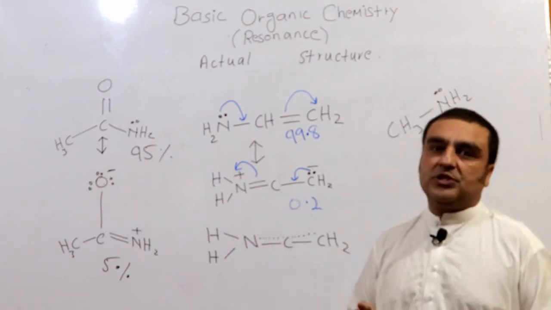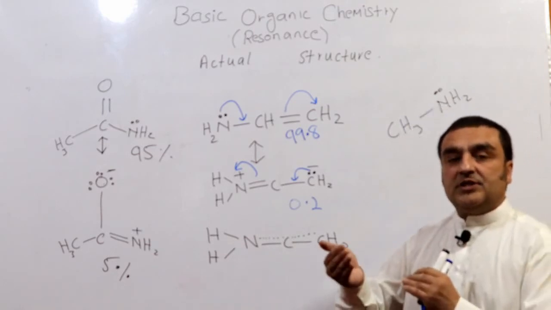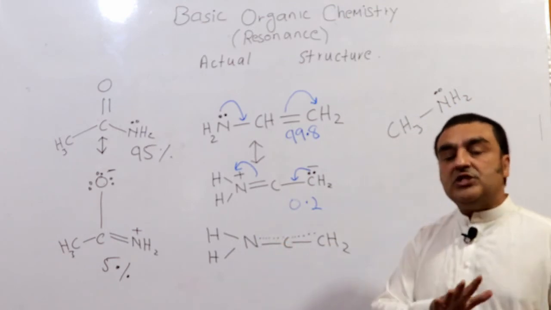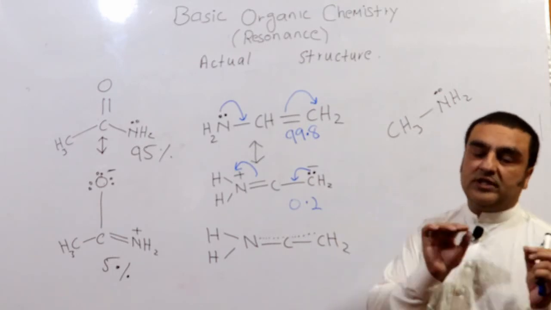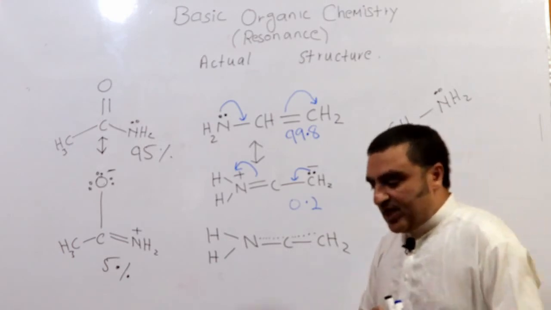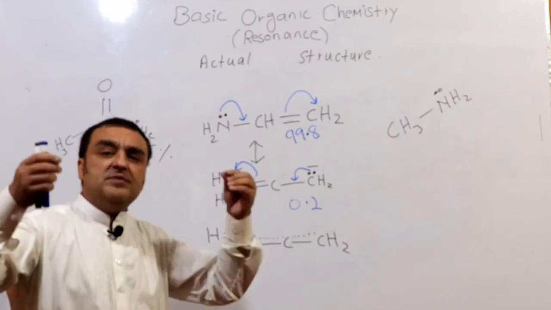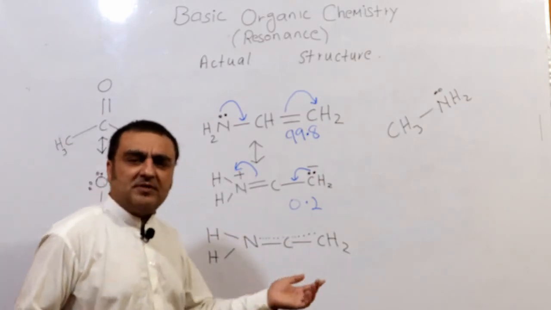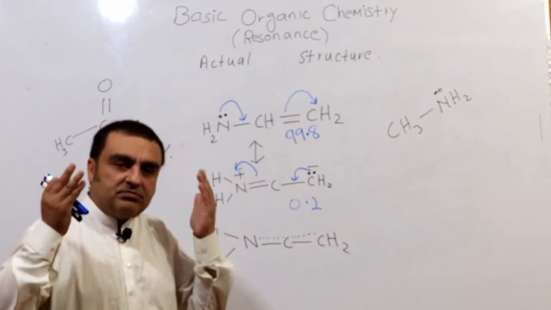Okay, 0.2% is again a very big thing, because a loss of 0.2% of the electron cloud of the nitrogen can decrease its basicity by 1,000 times, and just a small negativeness on this carbon can increase the basicity of the carbon 100 or 1,000 times.